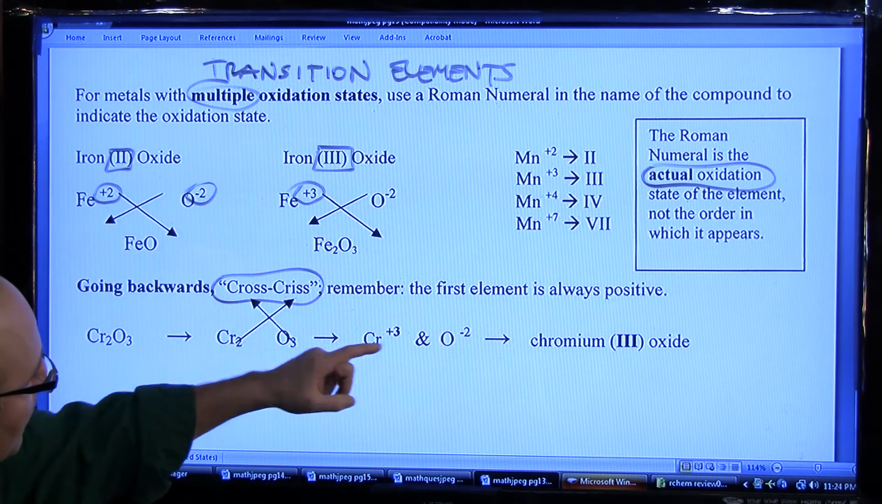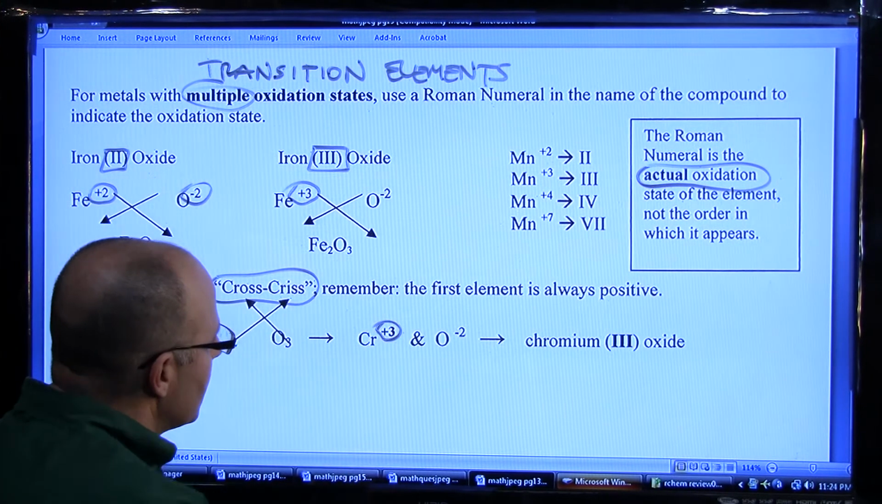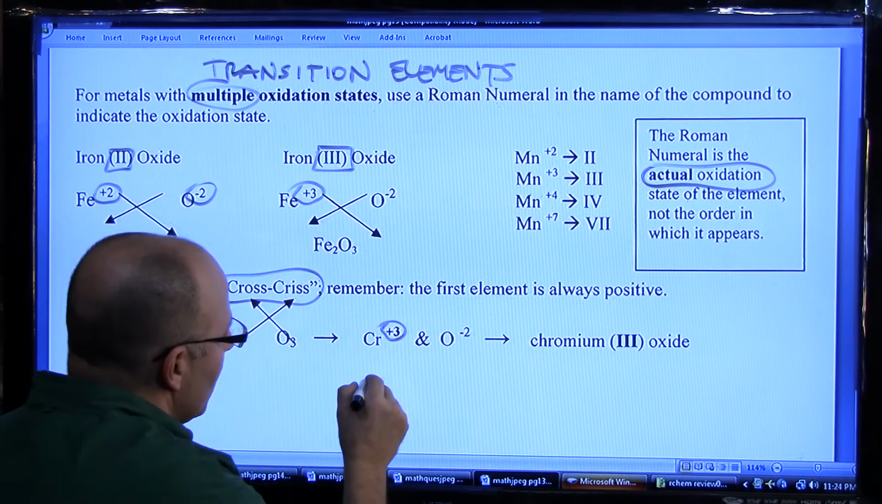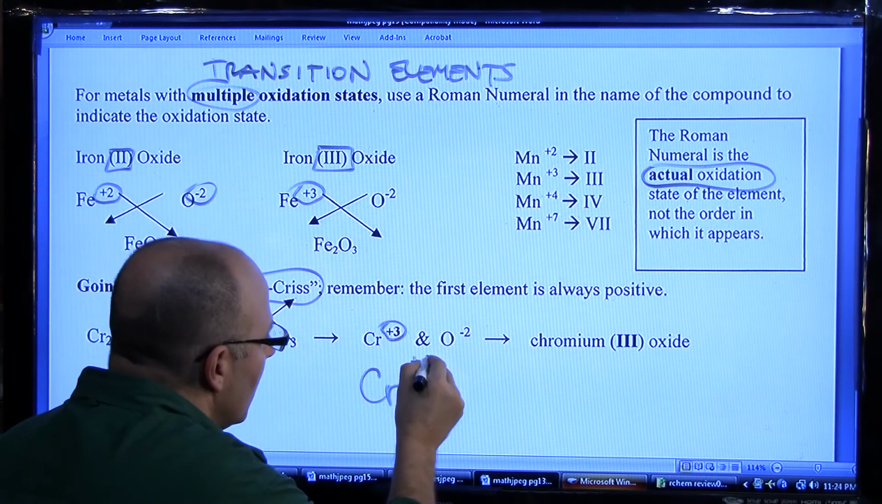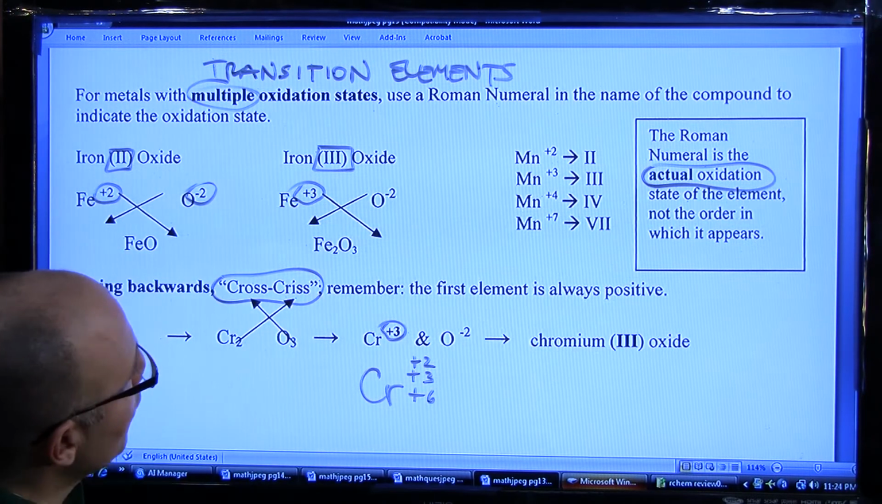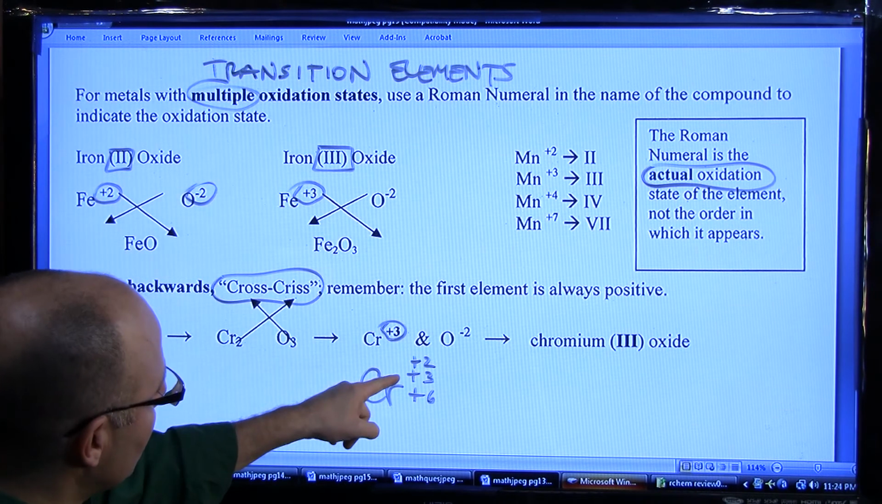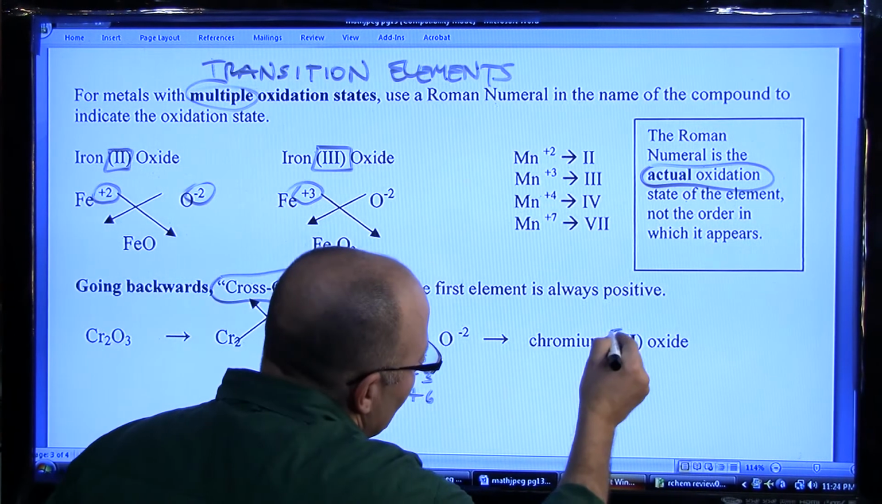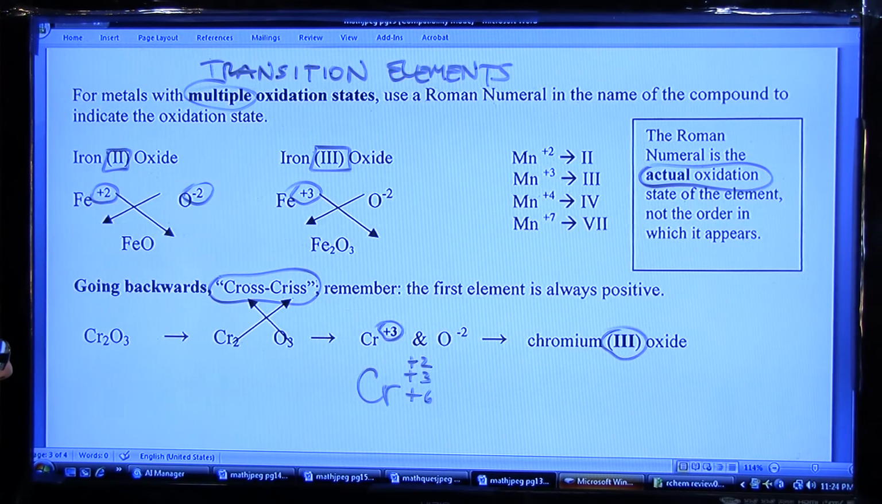The second ion would be negative, and since the chromium has more than one oxidation state, in fact, if you look it up, the chromium could be a +2, +3, and a +6. So having more than one oxidation state, you'd have to indicate here that it's the chromium +3 oxidation state in the name of the compound. And without that Roman numeral, it would be wrong.